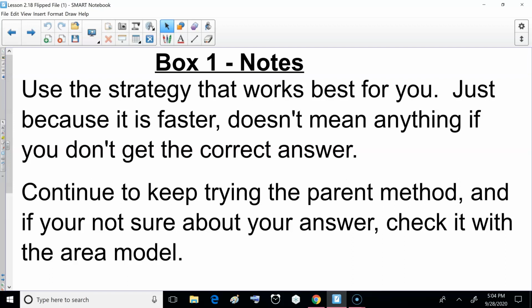But if you're not sure about your answer right now, check it with the area model. So try to push yourself to use the parent method, and you can always use the area model if you're not sure. So keep that in mind. If you feel like you can't get it with the parent method, then do the area model and try to see if you can work it out to get the same thing you do with the area model. It's all about building your confidence as you go.